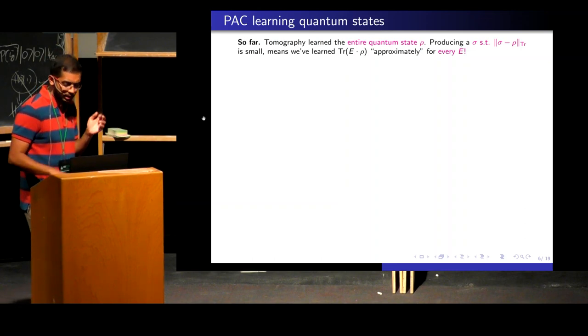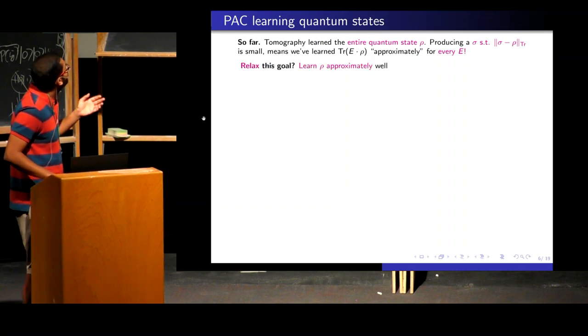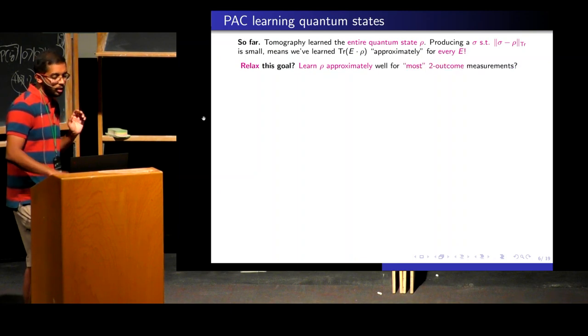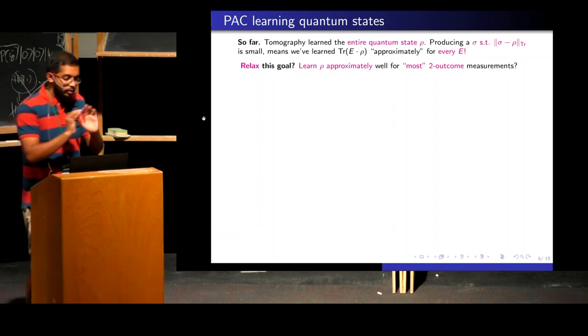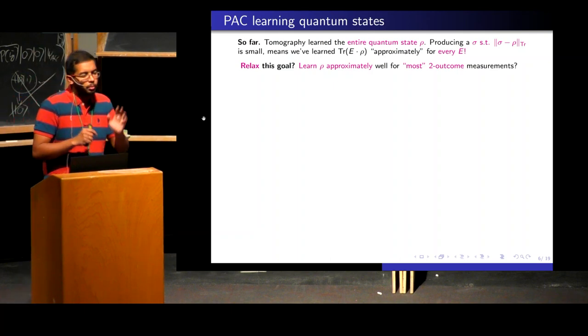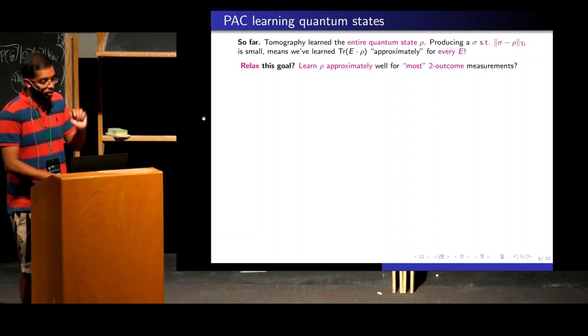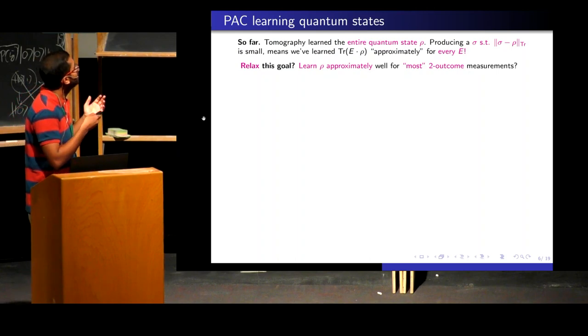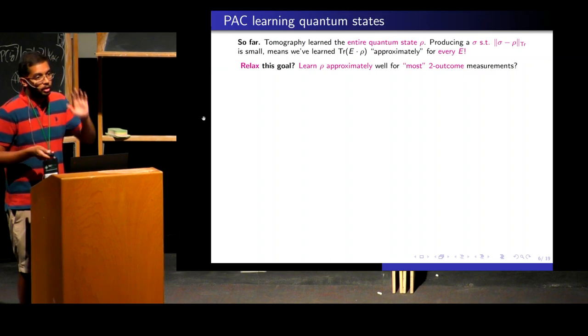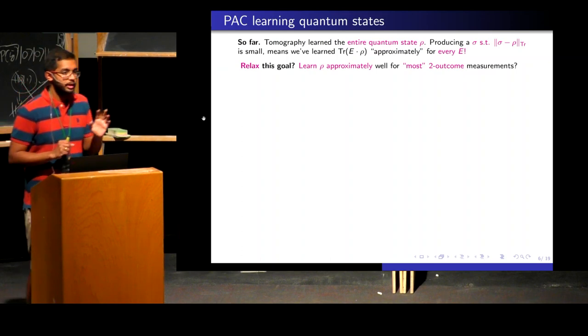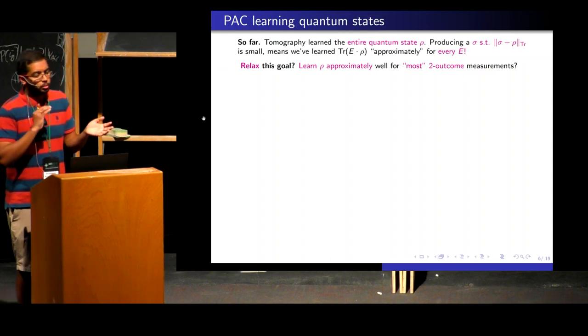And as I said, maybe you don't want to estimate all observables well, you just want to learn rho well enough. For most two outcome measurements, I want to learn rho well. Not for every two outcome measurement. That is, I want the output state sigma so that the trace of sigma times M minus trace of rho times M is at most epsilon. Not for every M, but for just most M's. So this relaxes the goal of tomography a little bit.